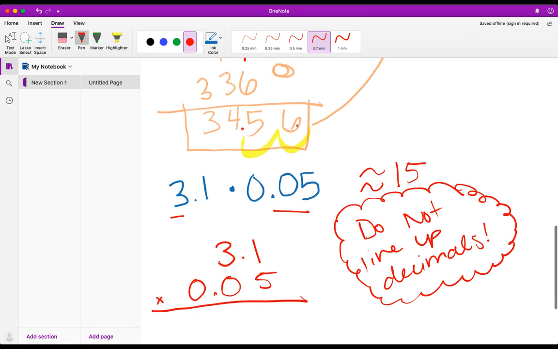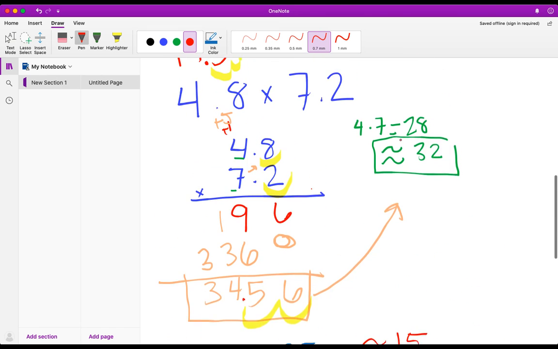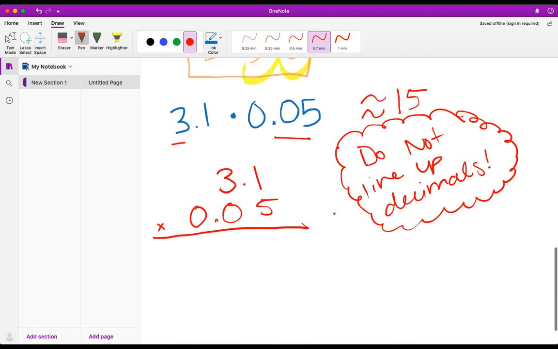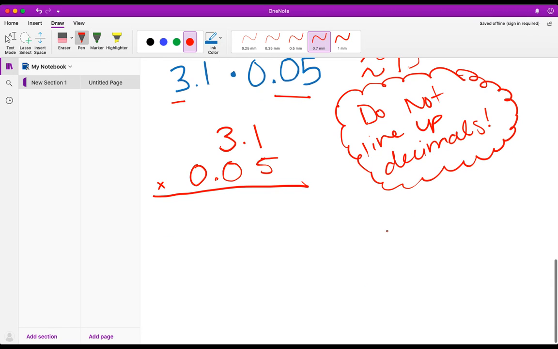We figure out where the decimal goes by doing jumps or by estimating. We do not line them up. In addition and subtraction, that's a different story, but this is not addition and subtraction. You can see my YouTube video on addition and subtraction on my YouTube channel if you want to know how to do that one.